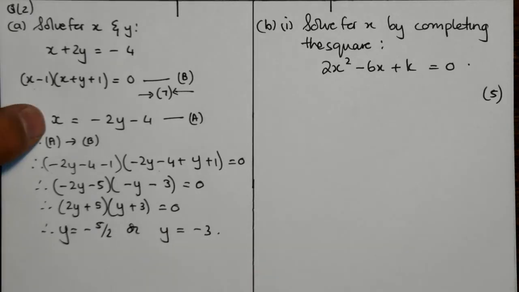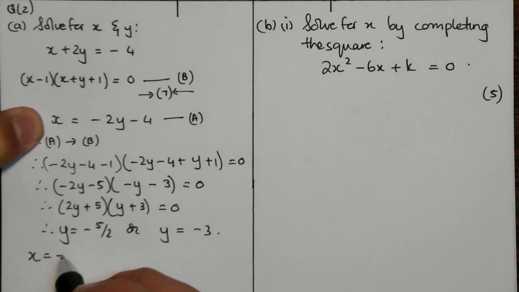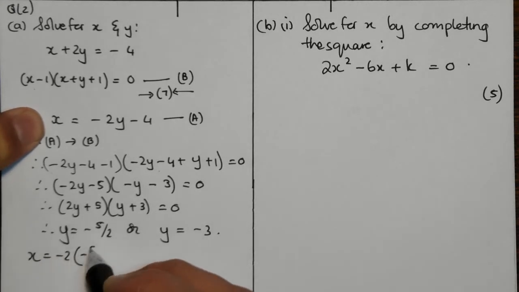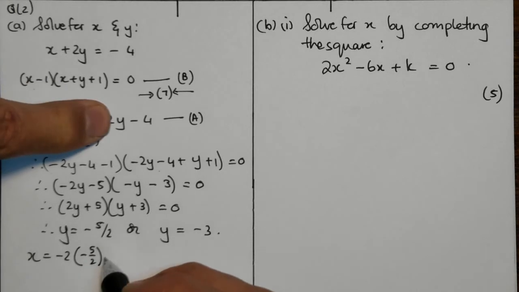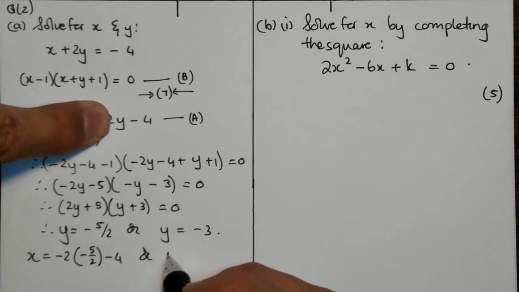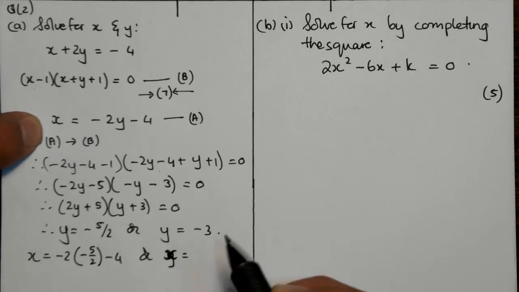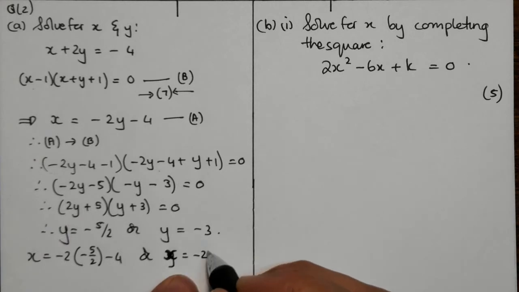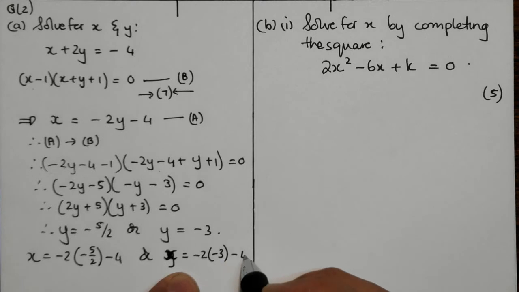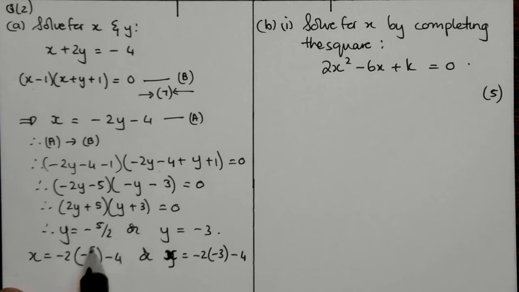I run back to my equation for x. So x will be minus 2, be careful now, minus 5 over 2 is y, and then minus 4. Or on this side, x rather, not y, x is going to equal minus 2 times y, and y is negative 3. Be careful of the double negative. This question is full of little hiccups that you've got to watch out for. Now this is 2 times 5 over 2. We know the 2's cancel. A minus times a minus is a plus. So 5 minus 4 leaves 1 over there.